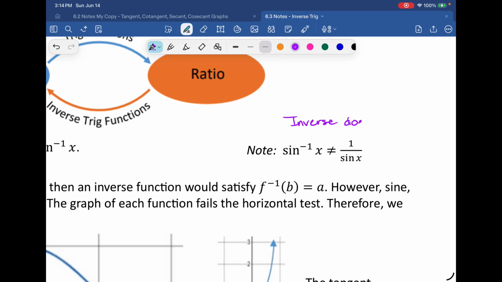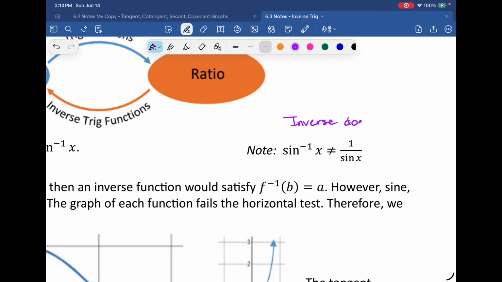That's so that every y value between the min and max, so negative 1 to 1, is represented. For cosine, 0 to pi, same thing. For tangent, negative pi over 2 to positive pi over 2. So on restricted domains, we can find inverse trig functions.